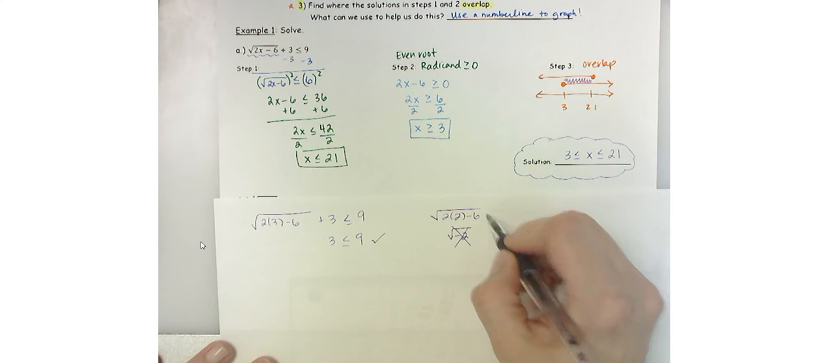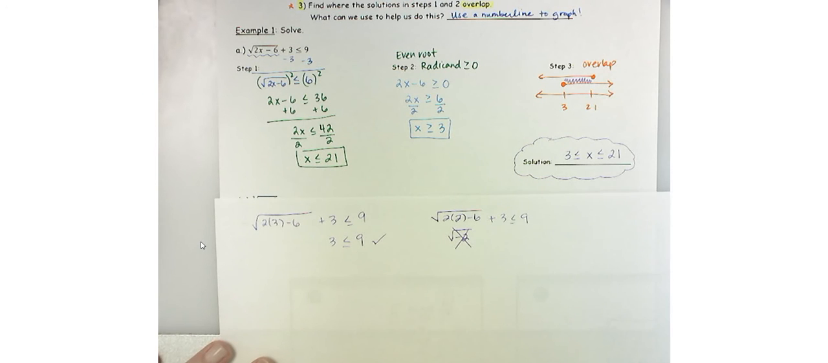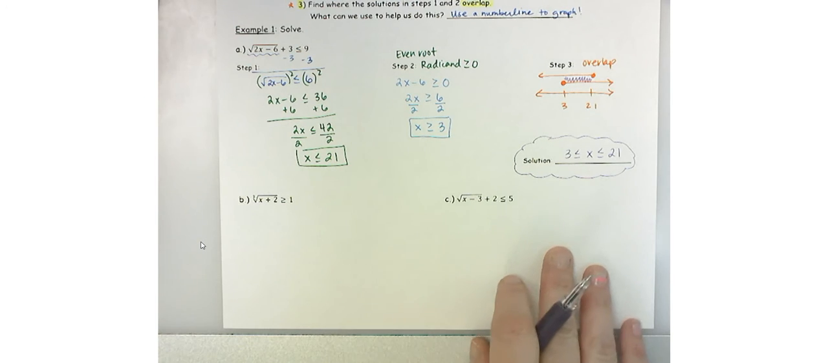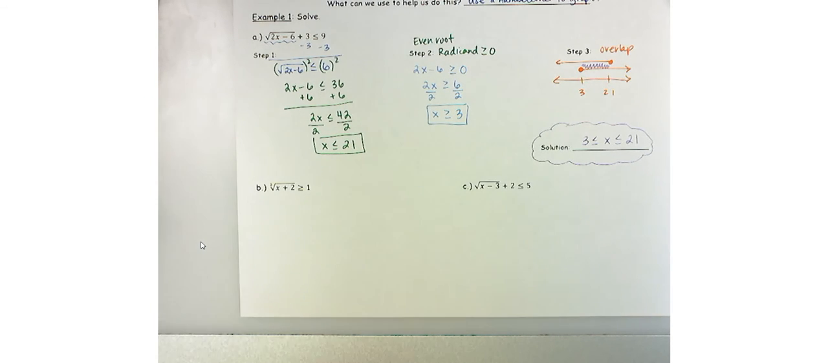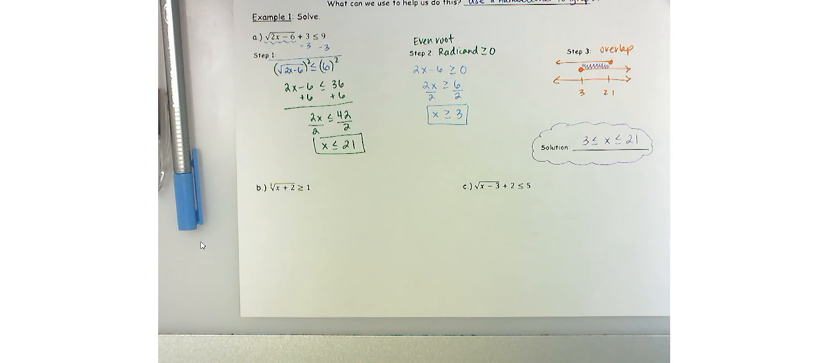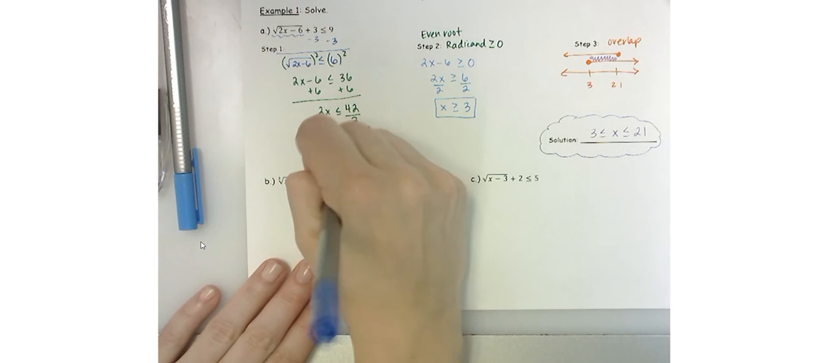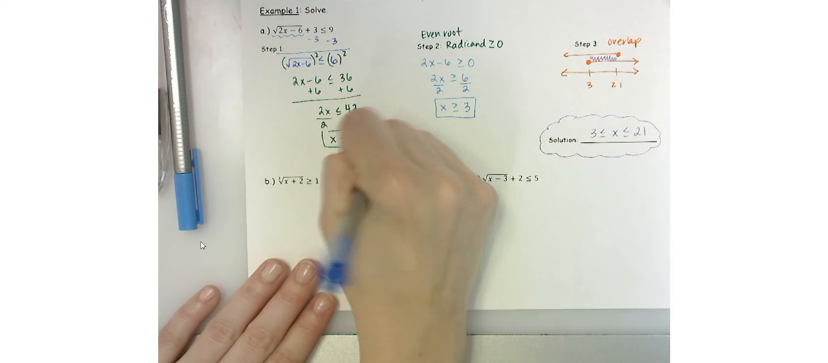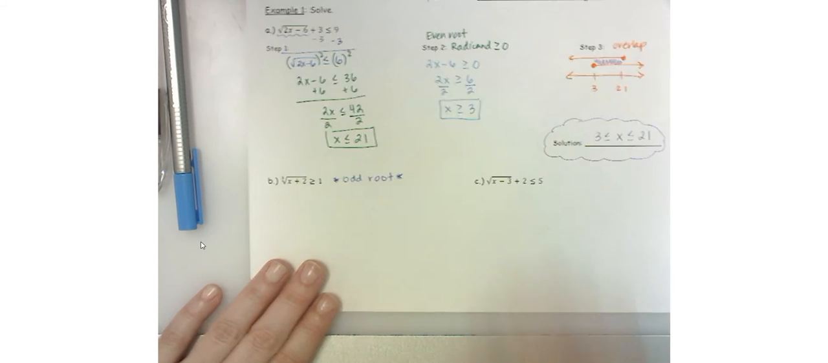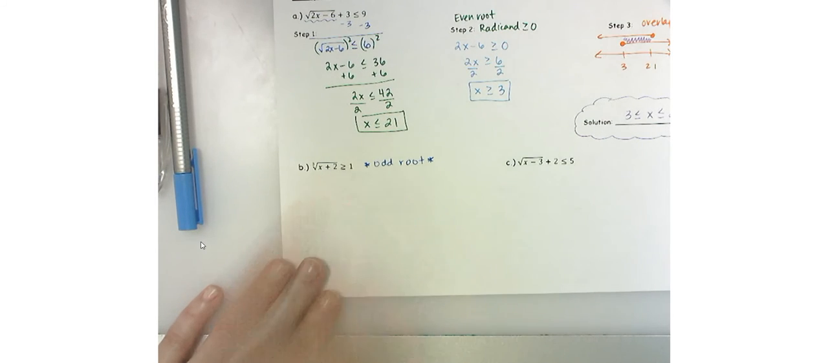All right, for B, the first thing I do is look at the root. Okay, so I can see I have an odd root. So if I have an odd root, it doesn't matter if I have a negative underneath. I can take a cube root of a negative number, right? So I can just go ahead and, Max, how would I start this one? What would I do to both sides?